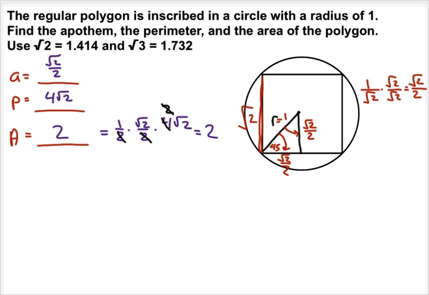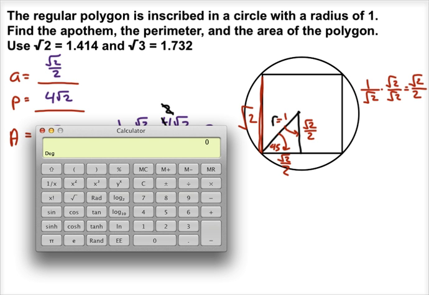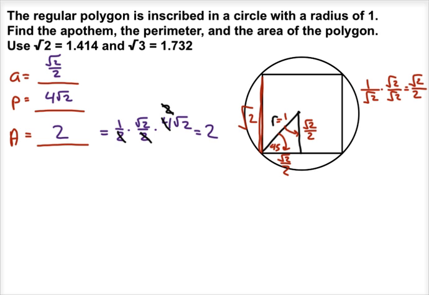Now, going back to the original problem, they wanted me to get decimal answers for these. So the apothem, instead of writing the square root of 2 over 2, I'm going to go to a decimal and figure out what the decimal answer is that they want. So it says for square root of 2, use 1.414. 1.414 divided by 2 is going to be 0.707.